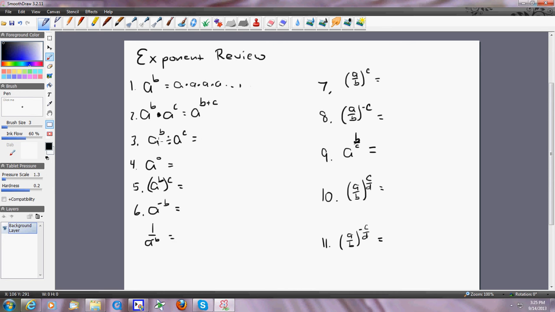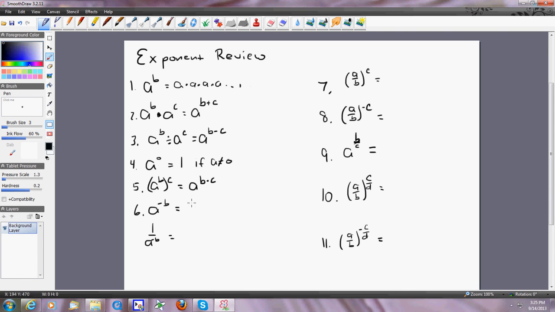If we're dividing numbers with the same base, you subtract the exponents. A to the 0 always, always, always equals 1 if A does not equal 0. When you have a power to a power, you multiply the exponents.